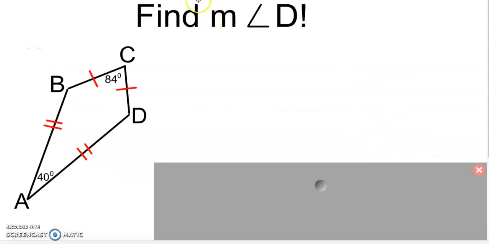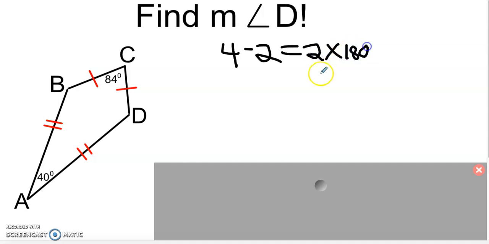So let's try to find some math problems here involving kites. I want to find the measure of angle D. If you remember, to figure out how many degrees are inside a quadrilateral, we use our n minus 2 times 180 formula, n being the number of sides. We have a total of 4 sides, so 4 minus 2 would be 2. And if I take 2 times 180, I get 360 degrees. So there's 360 degrees total inside of this quadrilateral to split amongst its angles.